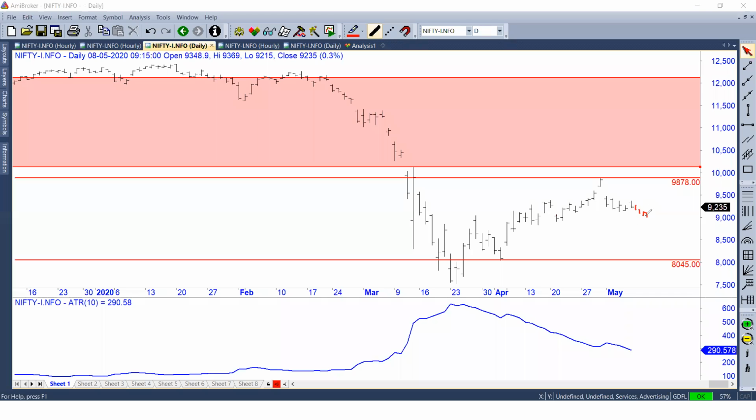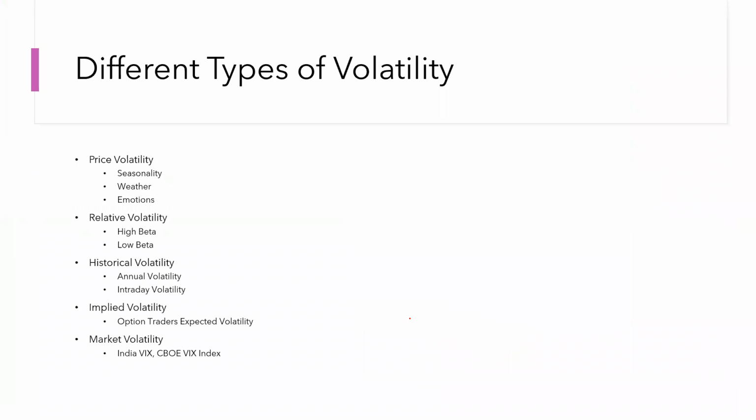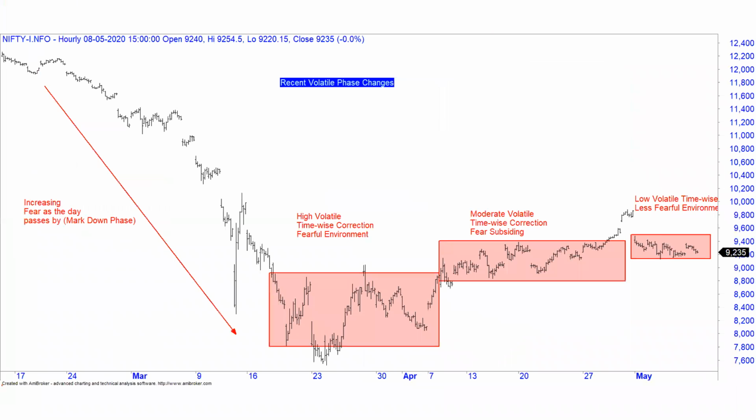So most of the time, options will be spending time in time erosion. They will try to go down for 1 or 2 days, followed by some pullbacks, right? And then again slow down, again pullbacks. So a slow, time-based correction is what I'm expecting here. And that is what happened also. If you see the volatility charts, there is a time-based correction. Initially, it was a big volatile swing, but still it is a time-based correction.